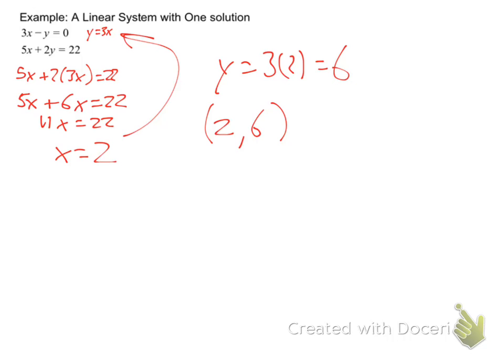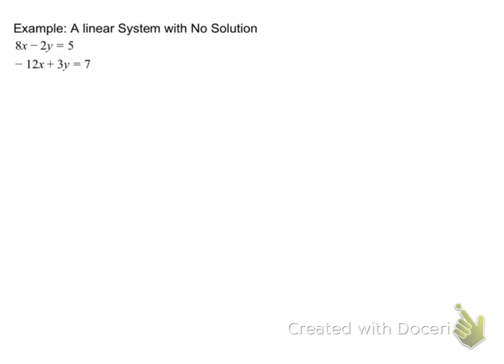Moving on. This one should be no solution. When we say no solution, what should our algebra show us then? What are we looking for? 0 equals 1. 5 equals 4. Something that doesn't seem to jive, right? Make it happen.